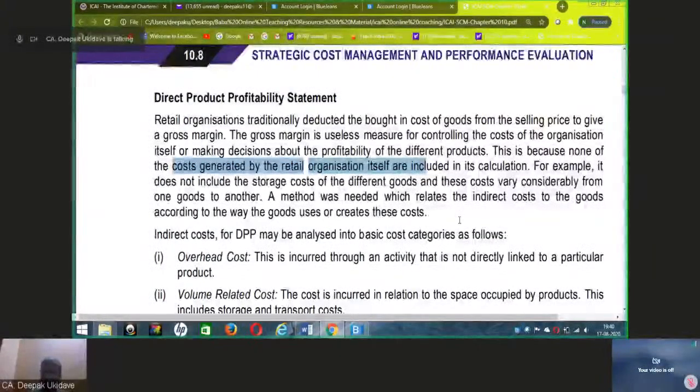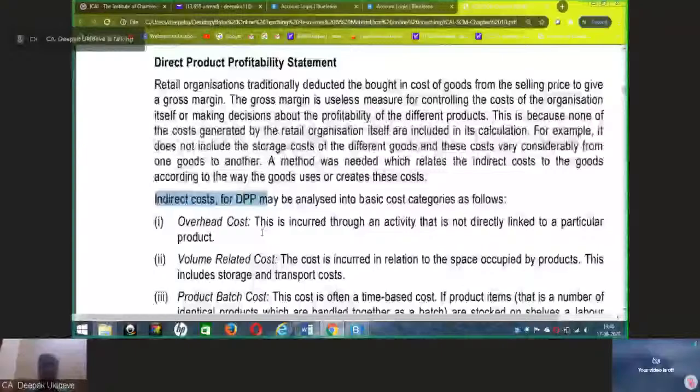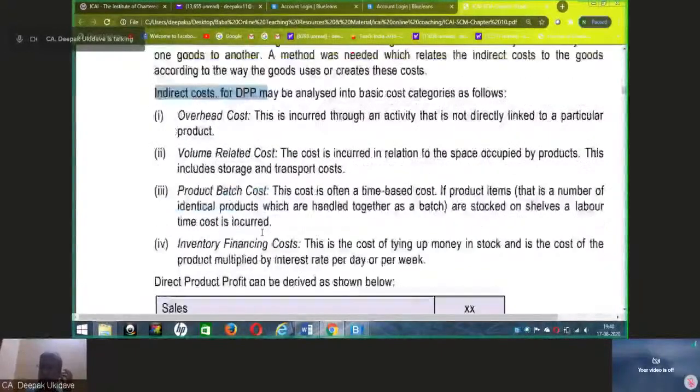The statement is given in this format. Various indirect costs, basically allocation and apportionment of indirect costs for DPP, are analyzed into categories like this. Some examples are given. Now this is based on common sense understanding. First, overhead cost. This is incurred through an activity that is not directly linked to a particular product, so it is based on activity.